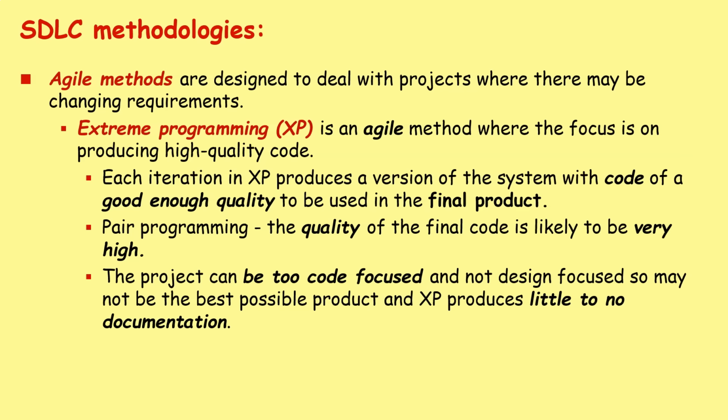Agile methods are designed to deal with projects where there may be changing requirements. One form of Agile is extreme programming, or XP. This is an Agile method where the focus is on producing extremely high-quality code. Each iteration in XP produces a version of the system with code of good enough quality to be used in the final product. This can involve pair programming. The quality of the final code is therefore likely to be very high. The project, however, can be too code-focused and not design-focused, so may not be the best possible product. And XP also produces little or no documentation.